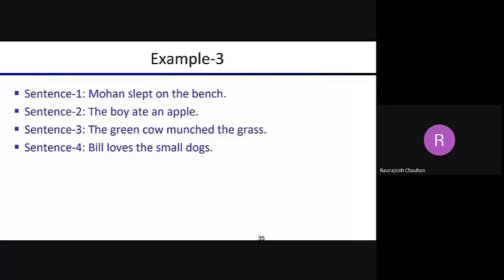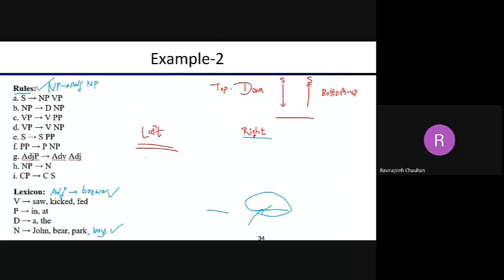It's a simple one. First of all, for example, we take the second sentence: the boy ate an apple. So first of all, we need to, okay, let me go here. Let me rub this. Just a second.